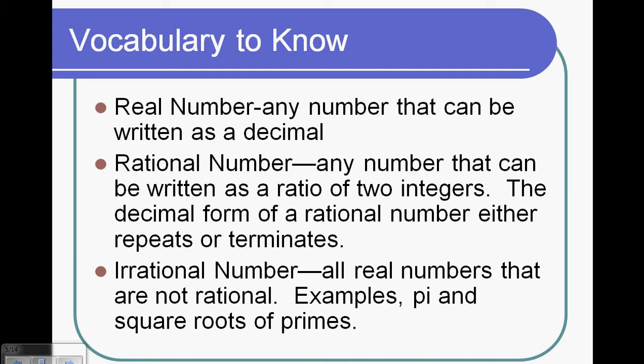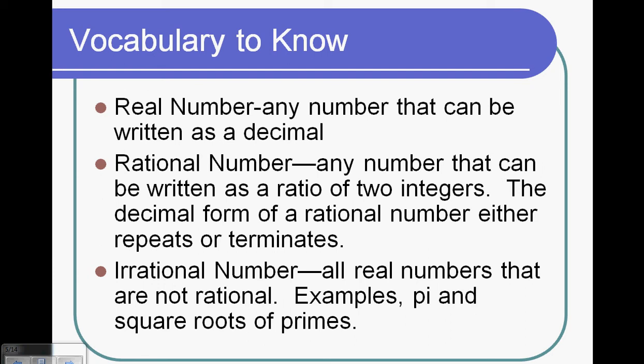A rational number would be any number that can be written as a ratio of two integers. And the decimal form of that rational number will either repeat or will have an end. So if you can write the number as a fraction, which is an integer divided by an integer, then that will be a rational number.